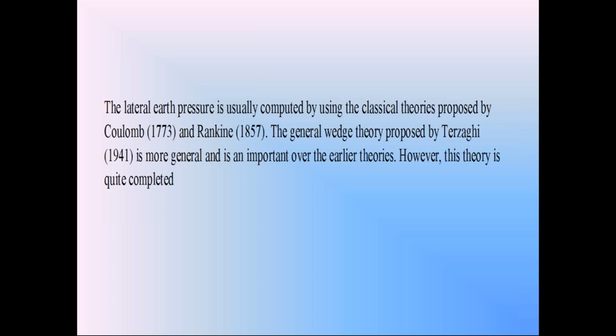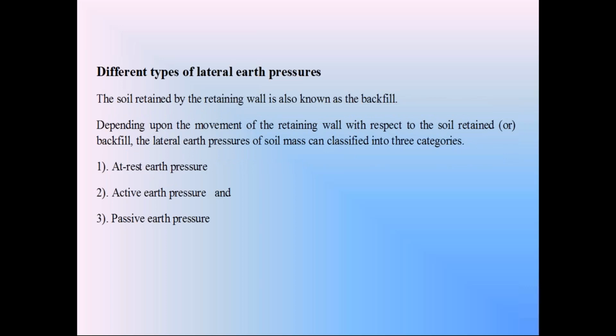So in this unit 3, we are going to discuss the Coulomb theory and the Rankine's theory to find out the magnitude of lateral earth pressure acting on the retaining walls. Now coming to this further concept in unit 3, different types of lateral earth pressures acting on the retaining wall. So please everyone check that heading carefully. Different types of lateral earth pressures.